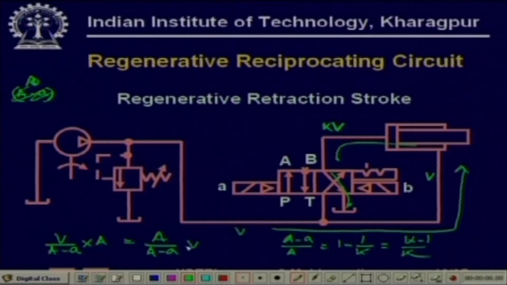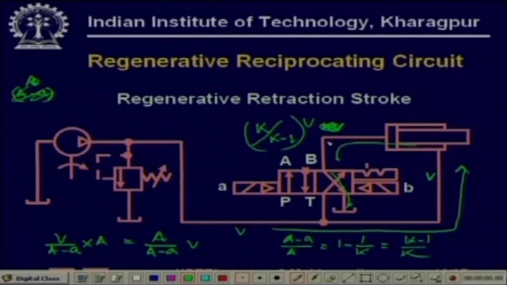So A by A minus A is going to be K by K minus 1. So it is going to be K by K minus 1 into V. This is the rate at which the fluid will get expelled. This will be the flow rate. So what are we achieving by doing this?